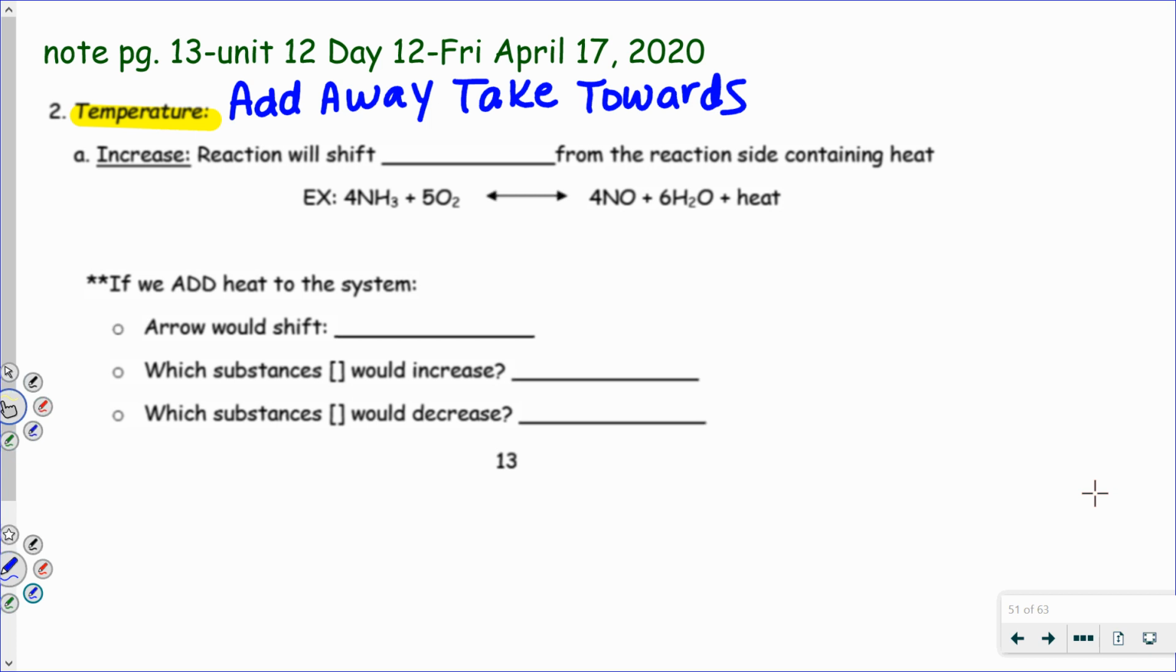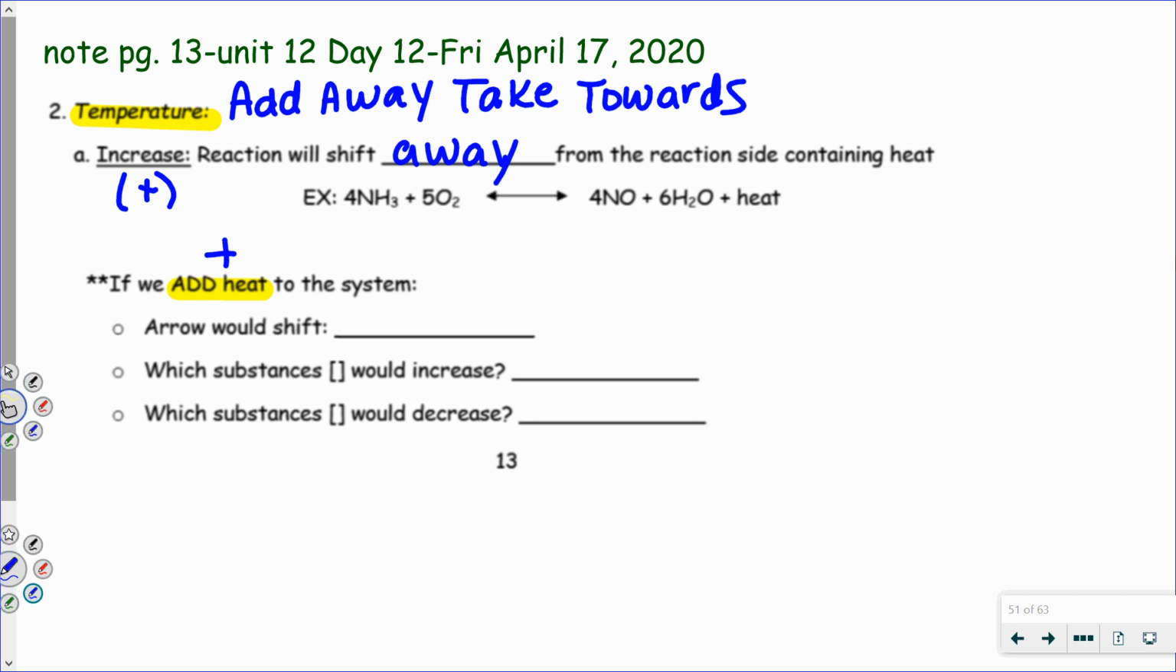If we increase temperature, increase is like plus, like adding, so the reaction is going to shift away from the reaction side that contains the heat. Unlike the reaction from yesterday, you're going to notice that this reaction now has heat in the formula. But the rule applies, add away, take towards. So let's look at this example. If we add heat to the system, what's going to happen? Instead of putting a plus or a minus under the actual chemical formulas, we're adding heat.